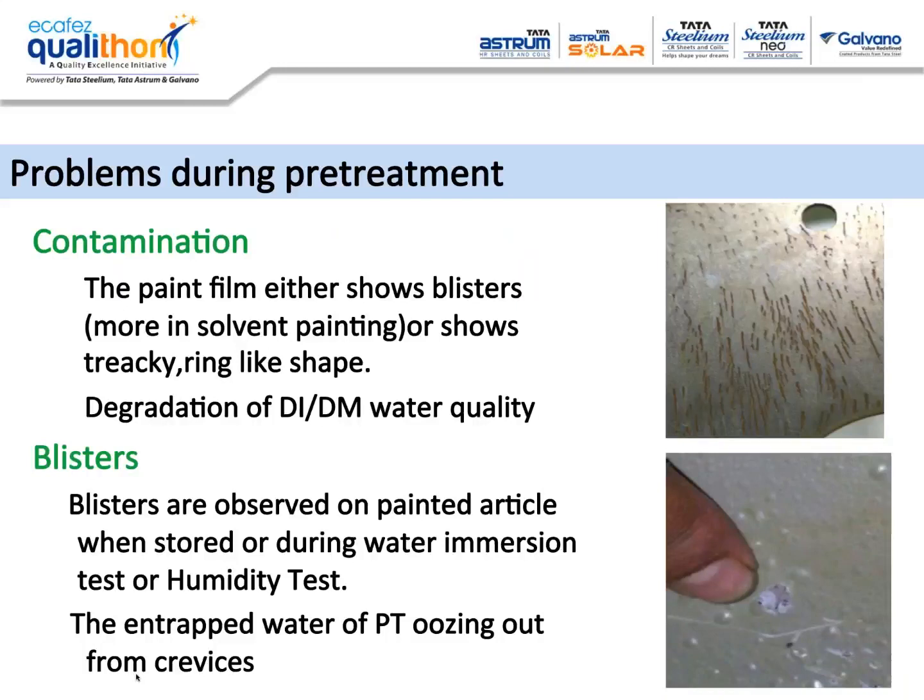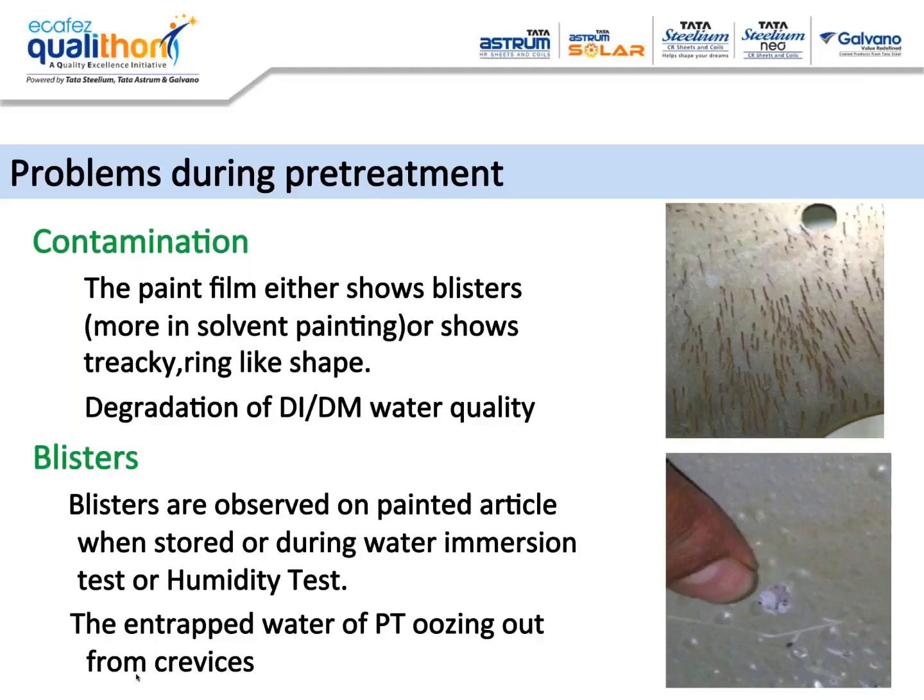Sometimes you see some ring type behavior or some dripping type of behavior, and this is basically degradation of water quality. If your water quality is not very good, you sometimes get this kind of behavior. And these kind of blisters, shown in the right side bottom picture, are usually called osmotic blisters. The salts which are there in water will get deposited below the paint film.